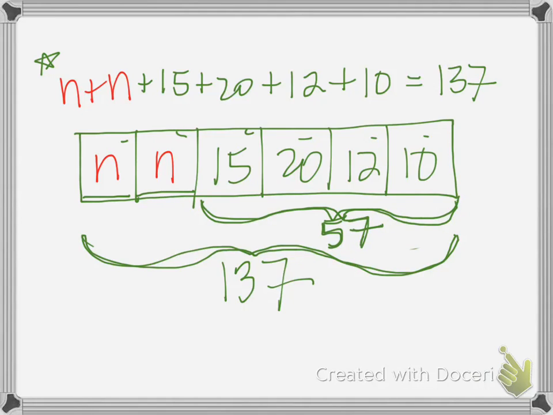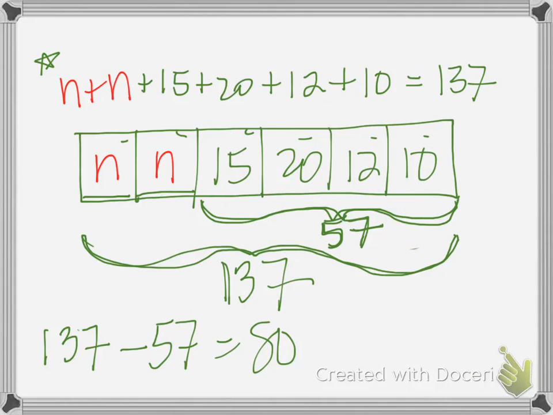Okay, so all I need to do then, and again with tape diagrams, so very clear, I take 137 and I subtract away the 57, and I'm left with 80. Because I've taken this right here, 137, and subtracted away what I know, 57, and I get left with 80.